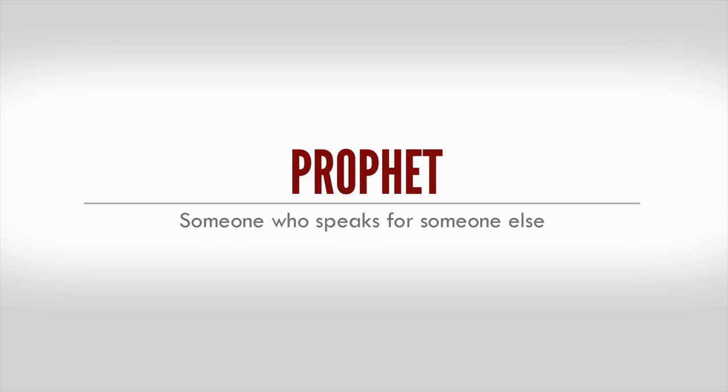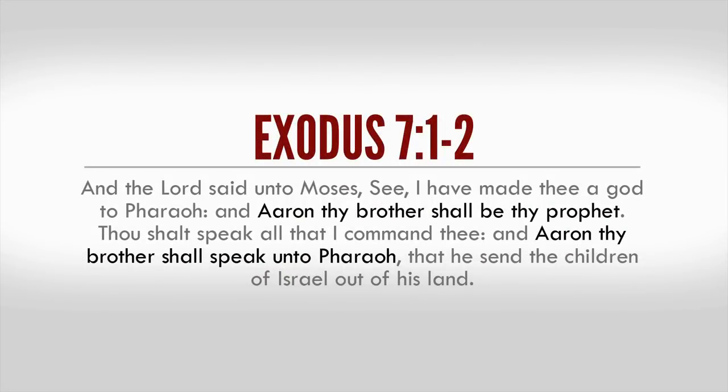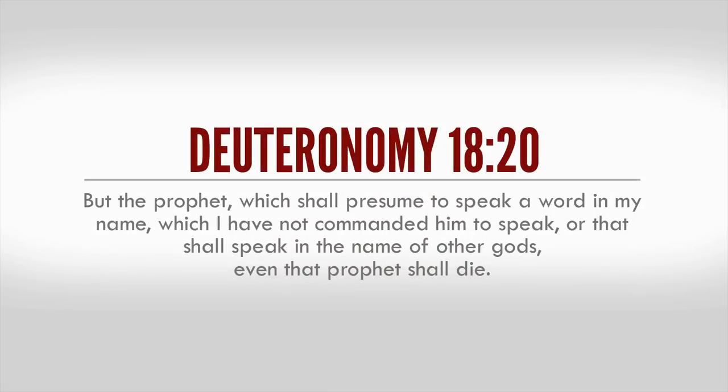A prophet is simply someone who speaks for someone else. Jehovah told Moses, "Aaron thy brother shall be thy prophet," Exodus chapter 7 and verse 1, when he would speak unto Pharaoh, Exodus 7 verse 2. Because of this design, there would also come false prophets claiming to speak for those who did not commission them to speak. For example, God warns, "The prophet which shall presume to speak a word in my name, which I have not commanded him to speak," was to be put to death.